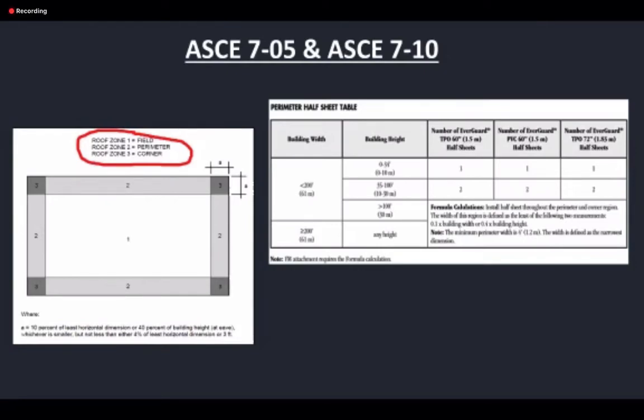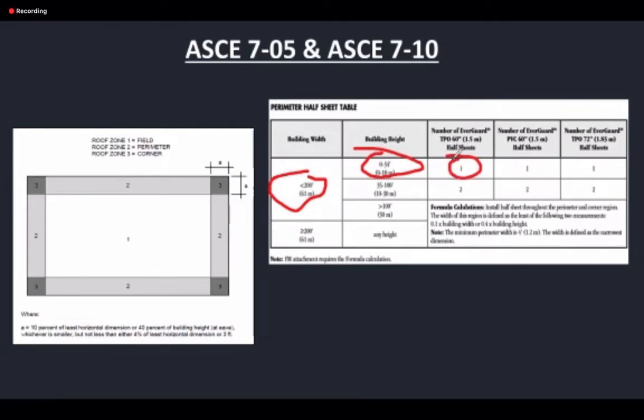But also there's the formula, the perimeter half sheet table that we got on the right where Mr. McCabe's cursor is. So GAF made it very simple for us. If a building's width is less than 200 feet wide, and it's 0 feet to 34 feet high, can you roof a building 0 feet high? I don't know, is that a parking lot? Is that a roof? So we only need 1 half sheet, guys, 1 half sheet in the perimeter.